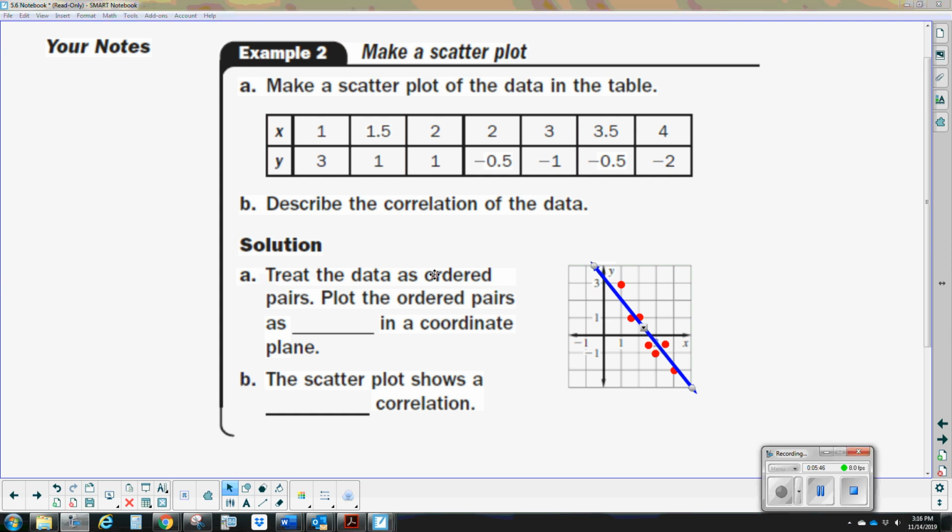So first thing I did was I graphed all of those as ordered pairs. So I plotted the ordered pairs as points in the coordinate plane. And then I sketched in a line. I just looked at it and tried to make that line as close to all of the points as possible. And when I did that, I could see that the correlation between the data sets, the X and the Y pairs, are negative.